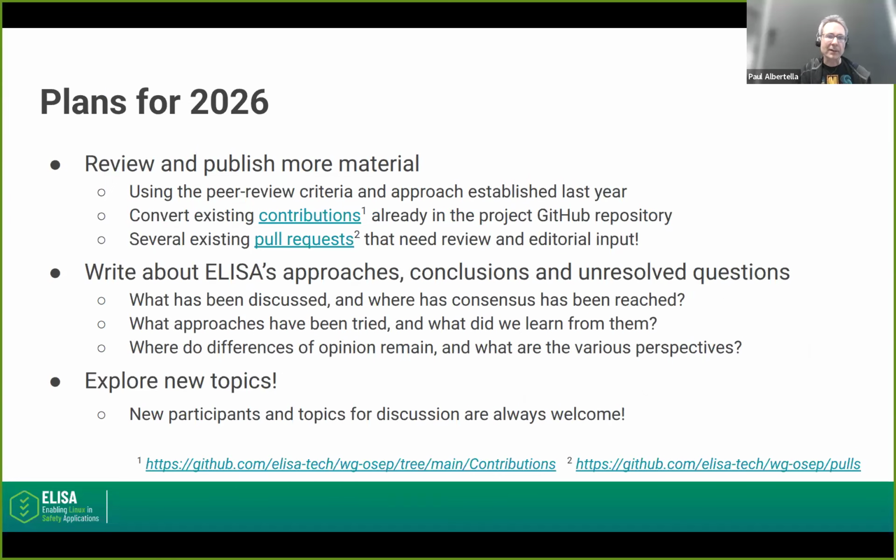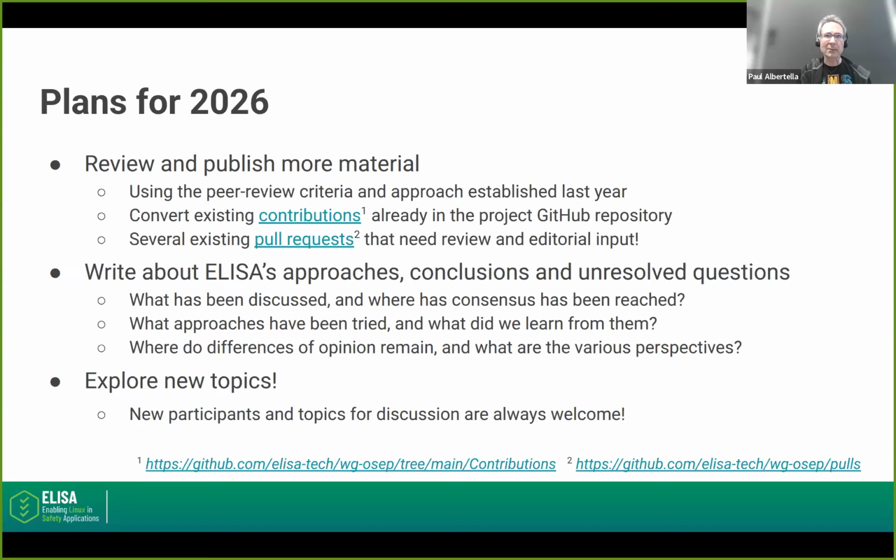What do we have planned for 2026? Fundamentally, it is, can we review and publish more material? At the moment, we have quite a lot of material that's been contributed, that's in the GitHub repository, but it hasn't been through this peer review process yet. So we have a number of pull requests that are in flight, so to speak, and that would very much benefit from review and editorial input.